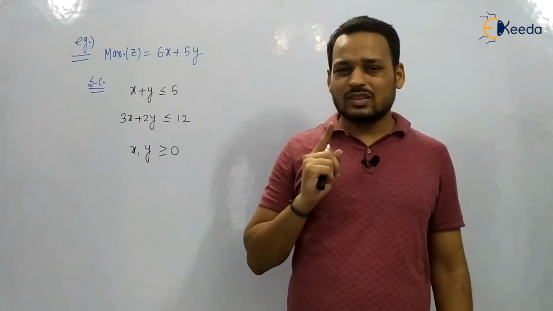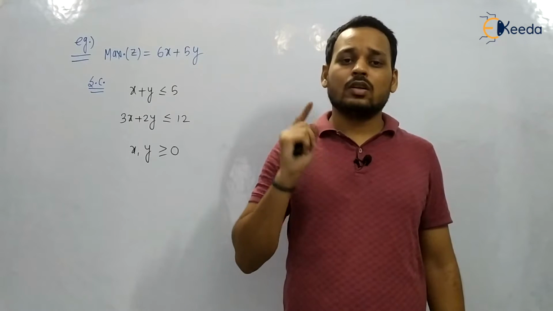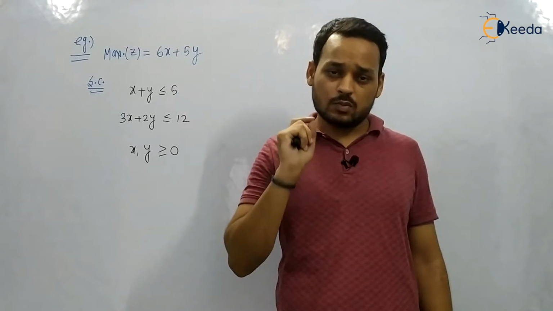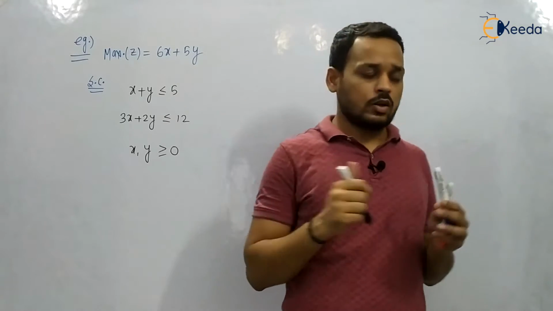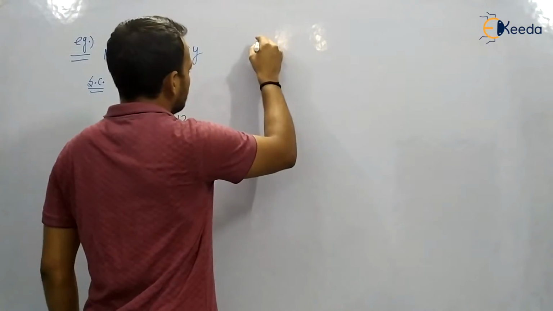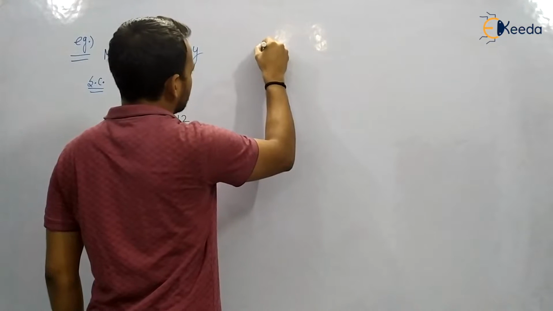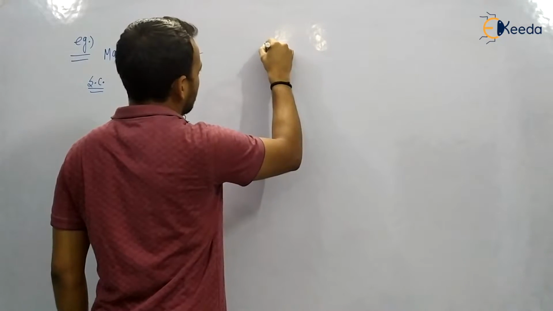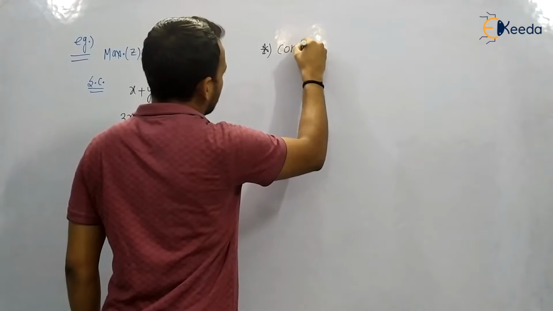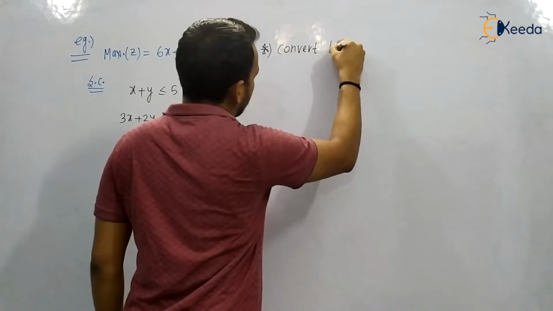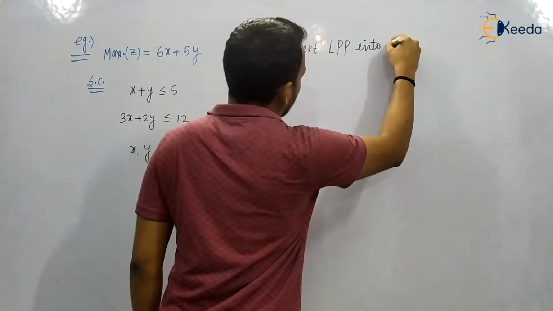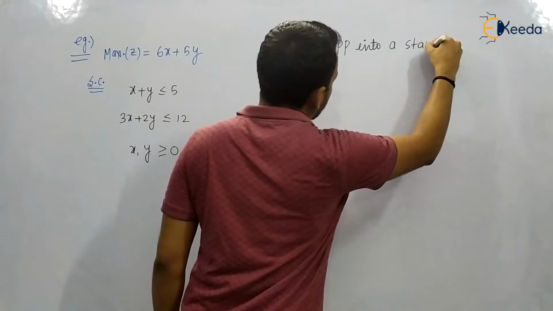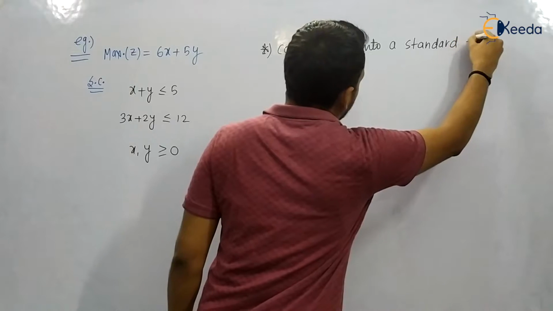The simplex method says that first convert your linear programming problem (LPP) into a standard equation.